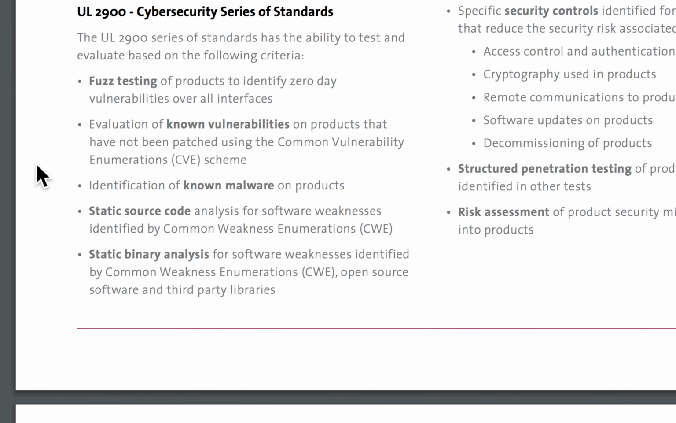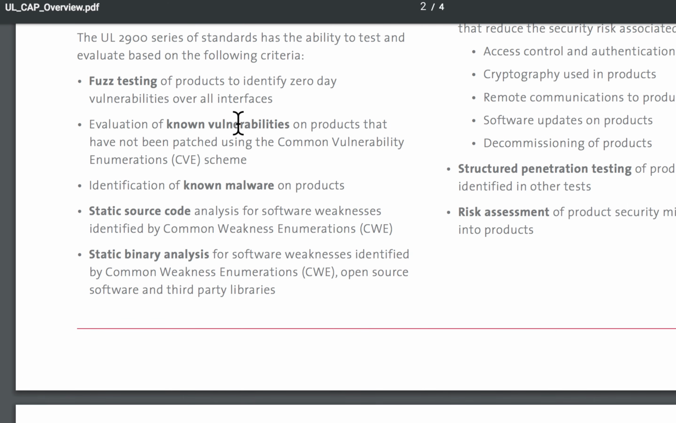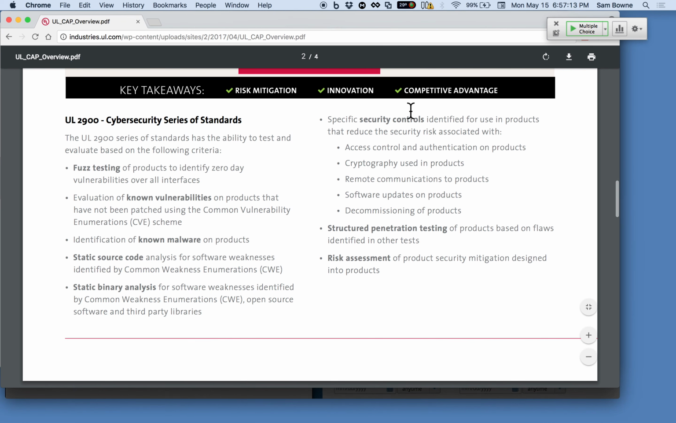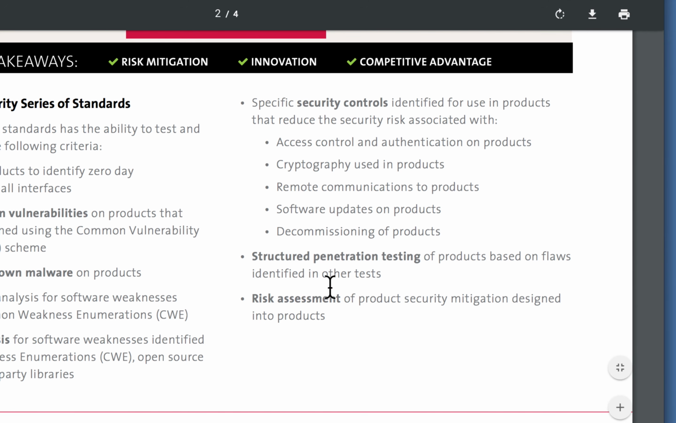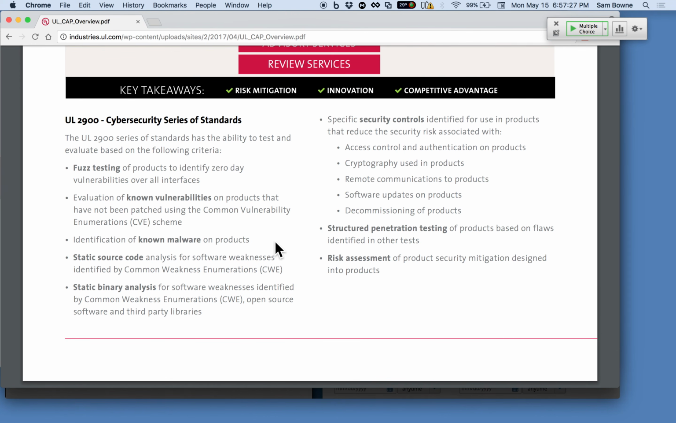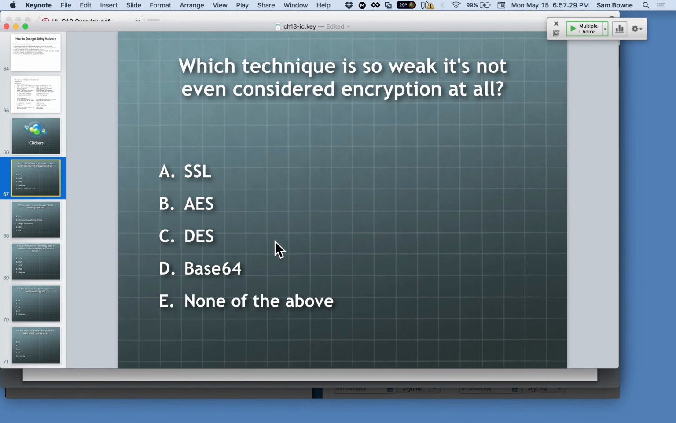You should have fuzz testing. You should make sure it doesn't have known vulnerabilities or malware on it. Do binary and static analysis. Have access controls. This is basically the OWASP top 10. They say you should do all that to get the rating. That sounds pretty good. I don't know how it's going to work out in practice, but this is the real step forward. There should be something on the label that gives the end user a clue whether they're buying junk or not. Anyway.